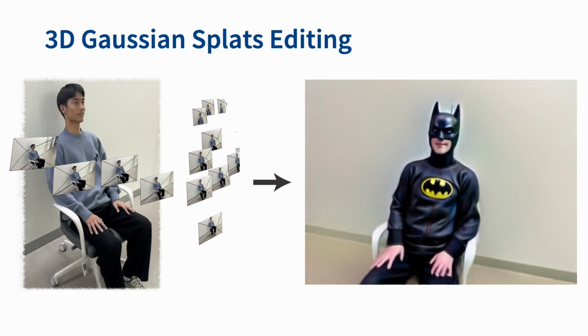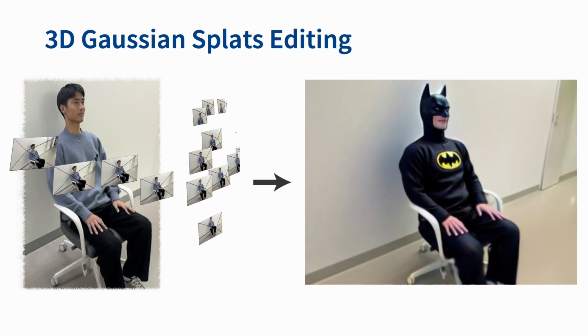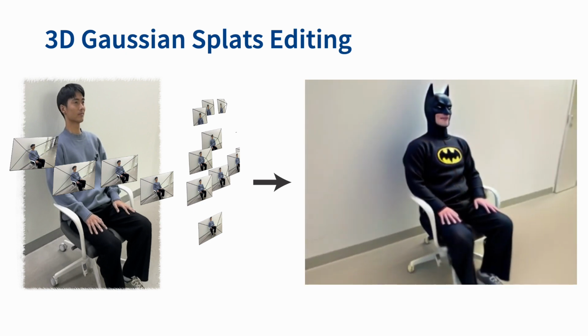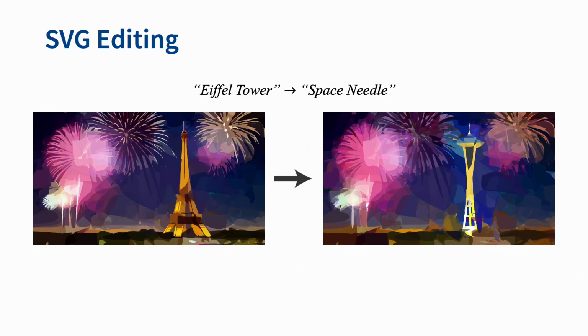The editing capabilities of PDS are not limited to specific representations. Besides NeRF editing, PDS can also edit 3D Gaussian splats and SVGs. In other words, PDS can perform editing on various parameterized images regardless of representation.